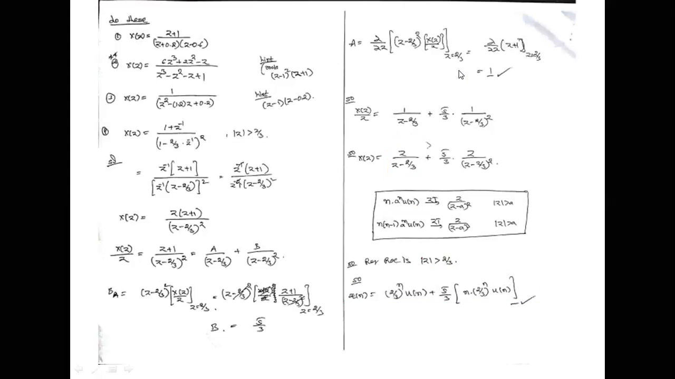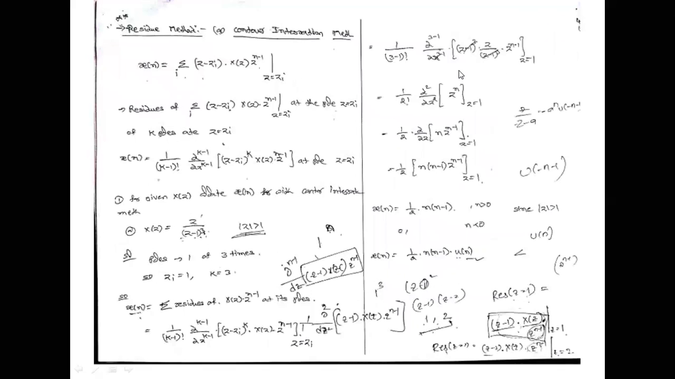So next you go for another example. You completed the second method, the partial fraction expansion method. The first method we already discussed, it is the long division method or the power series method. The second method we discussed just now, that is the partial fraction method. And the next method is the residue method or contour integration method.